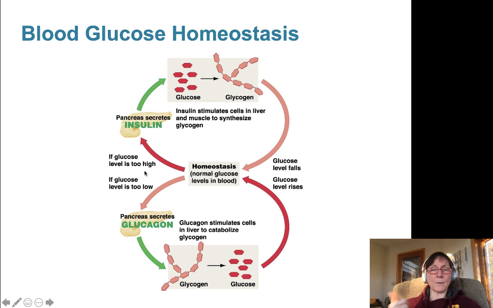If the glucose level goes too low, a signal will be sent to the pancreas to secrete glucagon, which then will, of course, break down glycogen into glucose. It'll catabolize glycogen, right? That'll cause your glucose levels to rise. And if you're at the normal levels then homeostasis will have been maintained, and you'll stop secreting glucagon from your pancreas. And so this is going on all the time in your body, this maintenance of sugar levels.